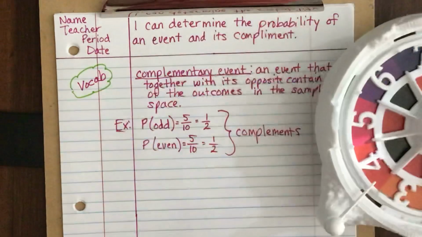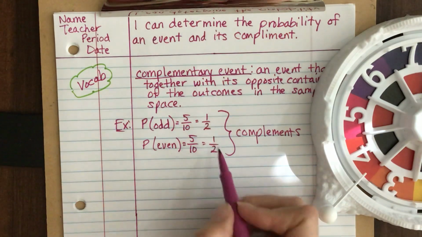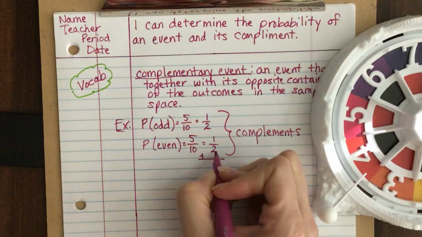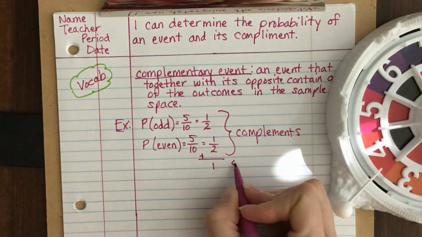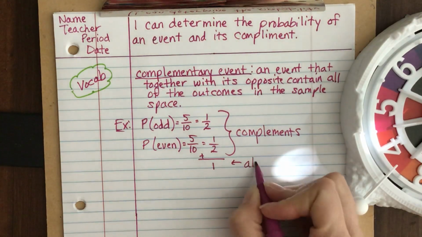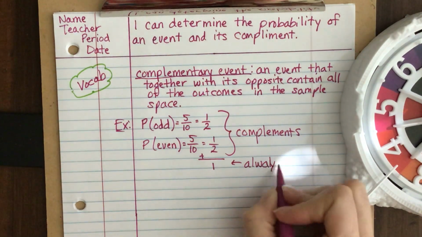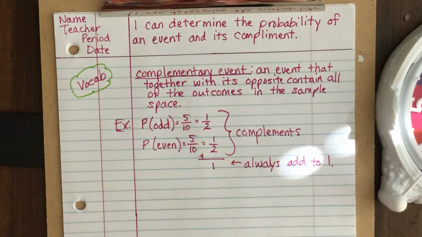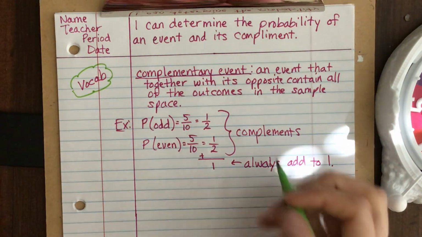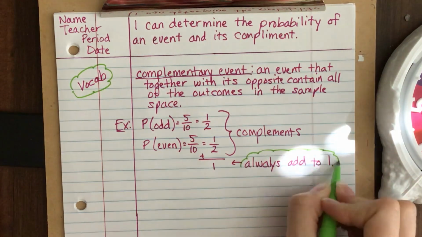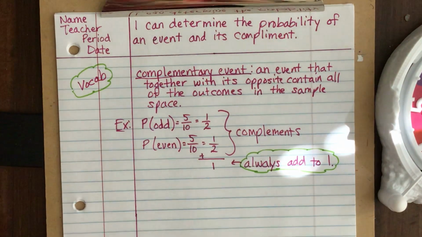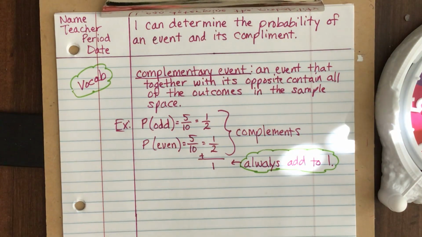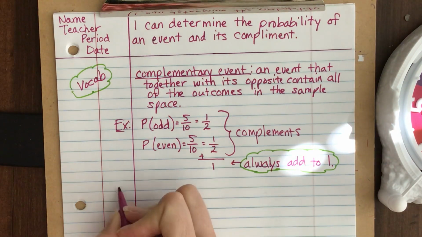Now what you should know about complementary events is the probability will always add to 1. So 1/2 plus 1/2 is 1. So they always add to 1. I'm just going to put this little note. All right. Now let's go ahead and look at another example.